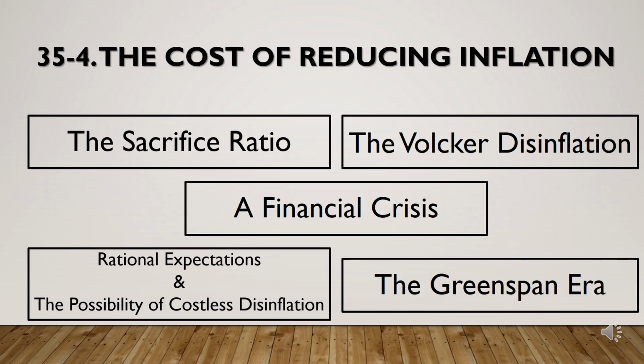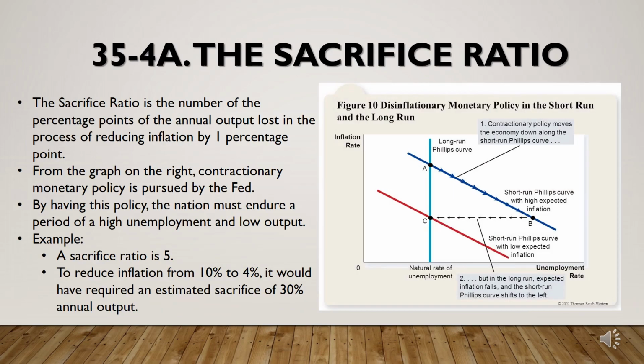Well, the answers to this are: first, the sacrifice ratio; second, rational expectations and the possibility of costless disinflation; third, the Volcker disinflation; fourth, the Greenspan era; and fifth, a financial crisis that leads to the Phillips curve. I will now explain all these 5 types of costs of reducing inflation. Now let me start with the first part of the cost of reducing inflation, which is the sacrifice ratio.